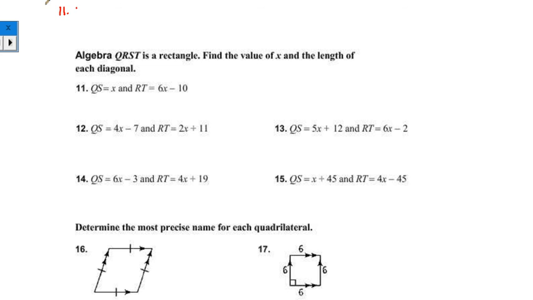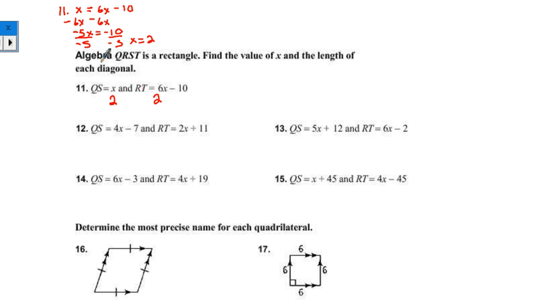11. x equals 6x minus 10 minus that 6x. That's going to make it negative 5x is equal to negative 10. Divide both sides by negative 5, and x equals 2. You have to take and plug that back in, but guys, one of them is x, so it's just going to be 2, which means the other one is also going to be 2.